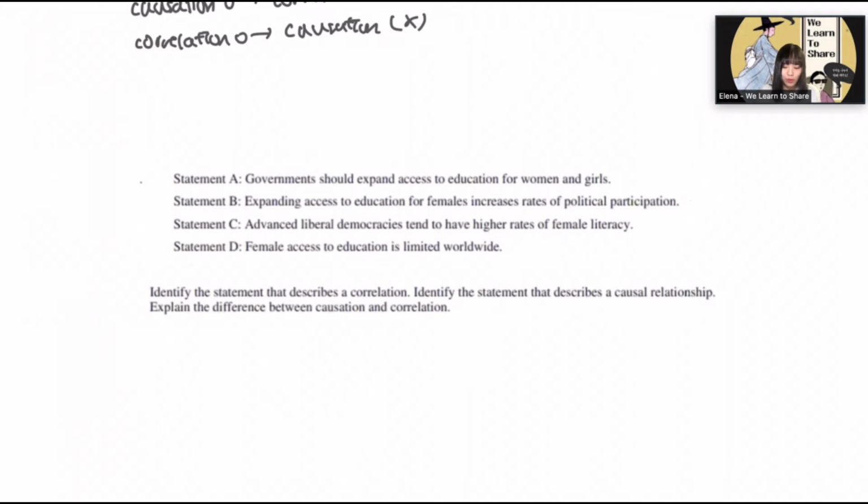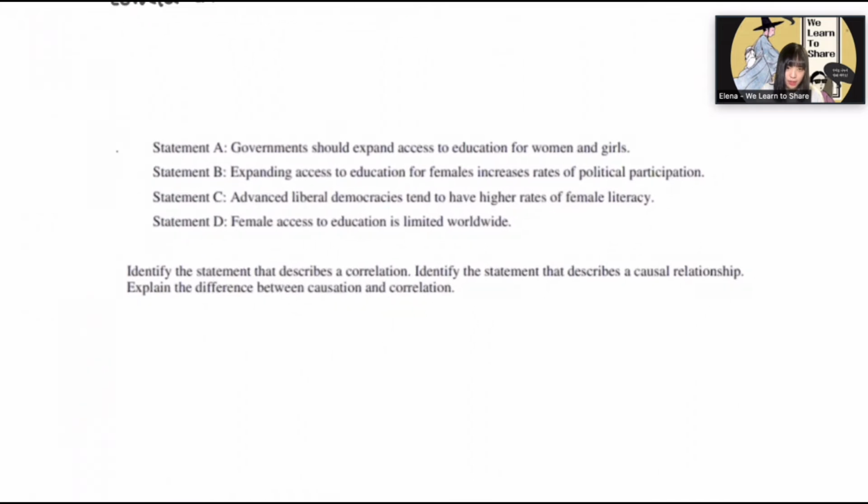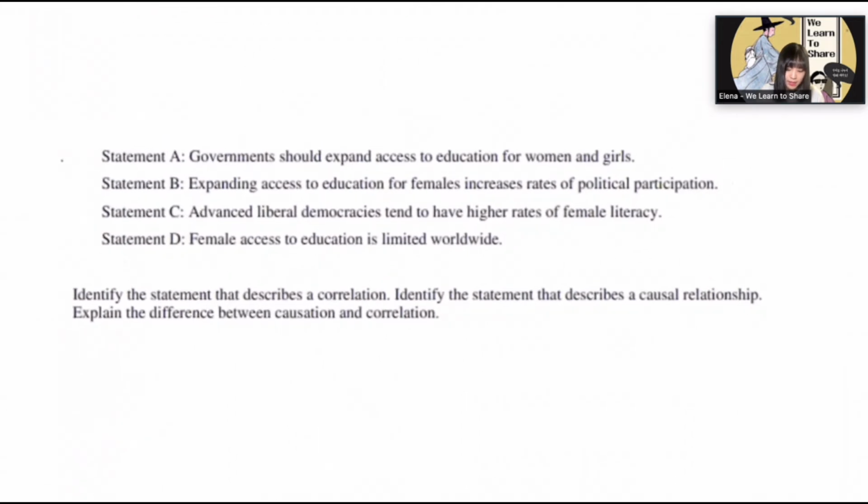AP Comparative Politics in the past exams. Identify the statement that describes a correlation. Identify the statement that describes a causal relationship. Explain the difference between causation and correlation. Let's look at this more specifically. Statement A says that governments should expand access to education for women and girls. And statement B says that expanding access to education for females increases rates of political participation. Statement C says that advanced liberal democracies tend to have higher rates of female literacy. And statement D says that female access to education is limited worldwide.